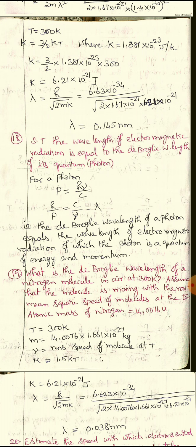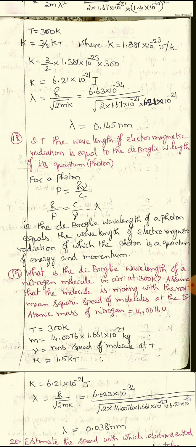Lambda is equal to h divided by root of 2mK. This is the thing being asked. So substitute the values of h, m, and K, and you will get the answer as 0.145 nanometer. Okay, so this is the 17th problem.